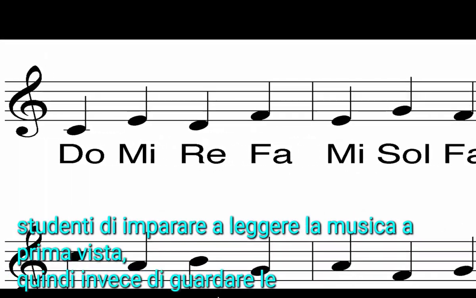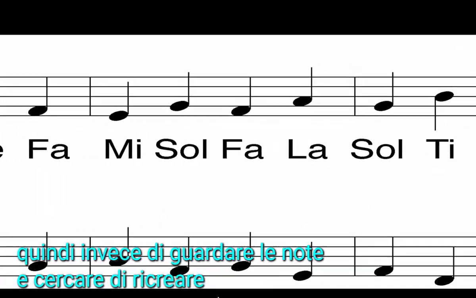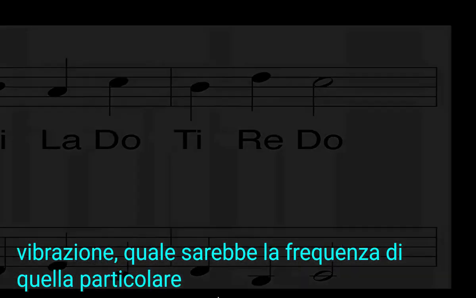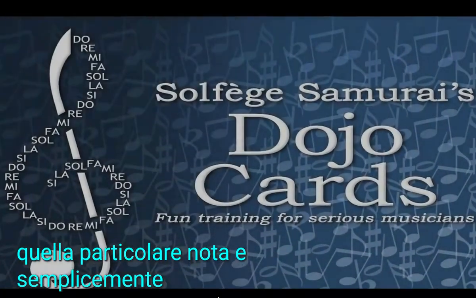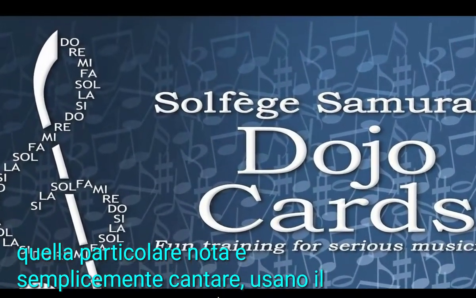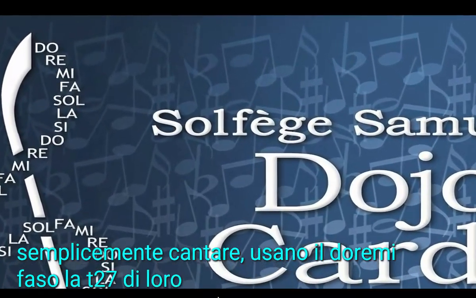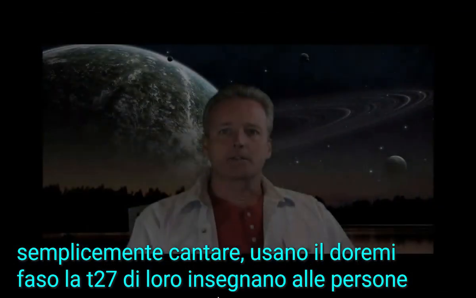So instead of looking at the notes and trying to recreate what that vibration would be, what the frequency of that particular note would be, and just singing, they use the do, re, mi, fa, sol, la, ti, the seven of them, to teach people how to sight read music.